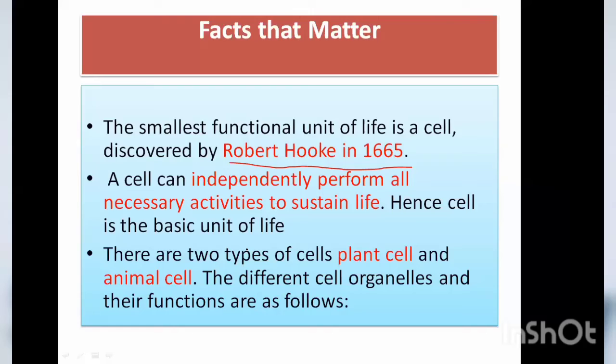See, there are mainly two types of cells: plant cells and animal cells. Now we are going to discuss the main differences between the plant cell and the animal cell with the help of a diagram.